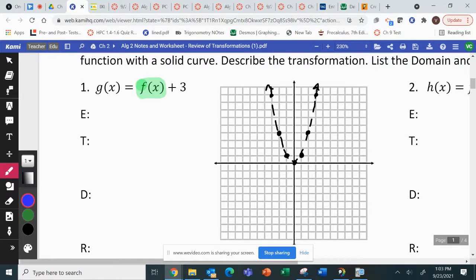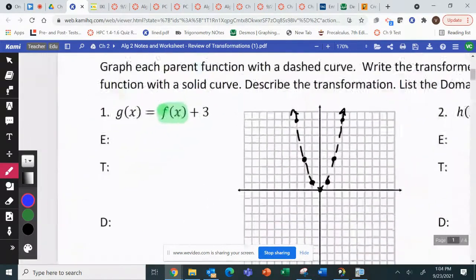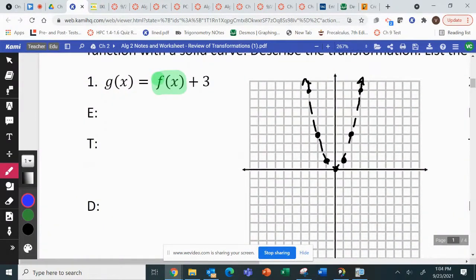Now, I told you at the beginning, f of x is always the same thing for this entire worksheet. What's f of x? It's always y, but what is it equal to? F of x is x squared. It's up here, way up here. Here it is. F of x is x squared. So this whole worksheet, f of x is the function x squared. So the E stands for equation. So we write x squared plus 3. In the E part, that's where we're actually writing the equation.